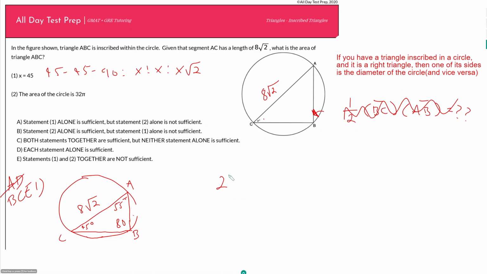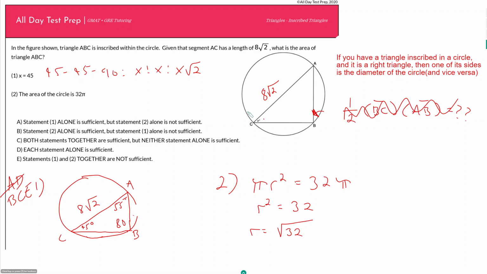So statement 2, what is statement 2 telling us? Statement 2 is telling us the area of the circle is 32 pi. So area of a circle is pi r squared, and that is equal to 32 pi. So from this we can find the radius. So the radius squared should be equal to 32, and therefore your radius should be the square root of 32.